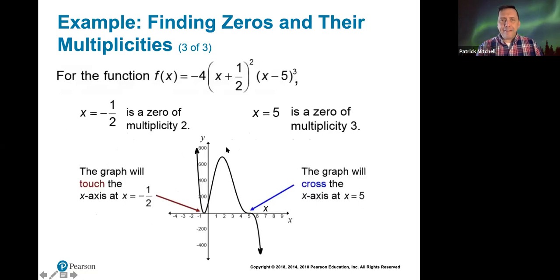So here's the graph of that function. Since -1/2 is a 0 of even multiplicity, the graph is going to bounce at that point. And since x equals 5 is a 0 with odd multiplicity, the graph is going to cross right through that point. Notice, especially, you can really see it here, the graph flattens out a lot near x equals 5. The larger the exponent, the more flat that graph will be near that x-intercept.